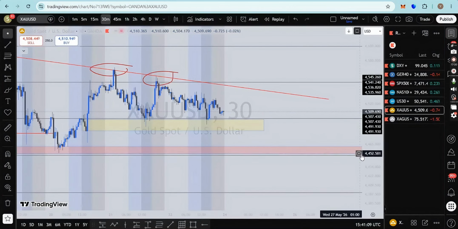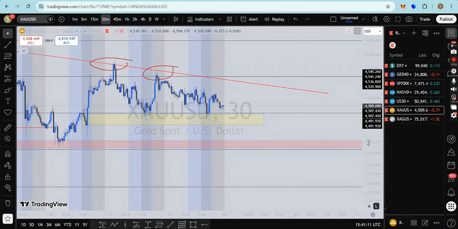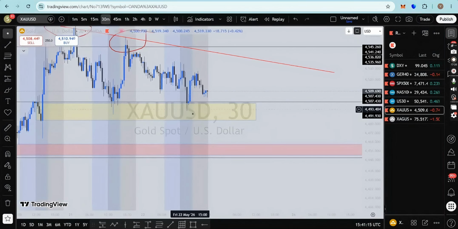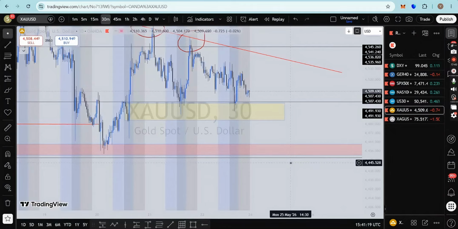So now what is price doing? You see price is reacting on my demand zone, but this zone is very wide. I'm not interested in buying from this zone. So I want to see what happens for the new week.